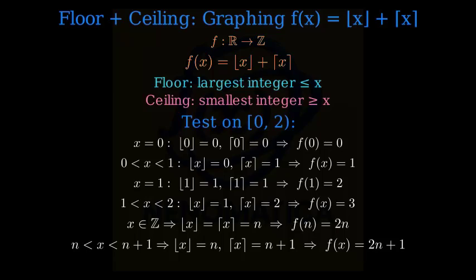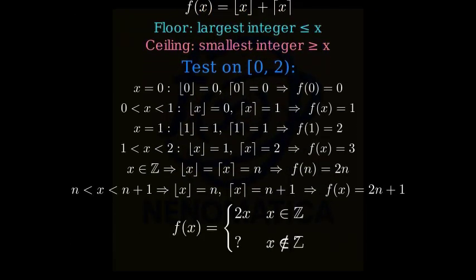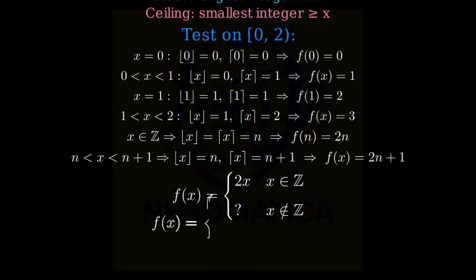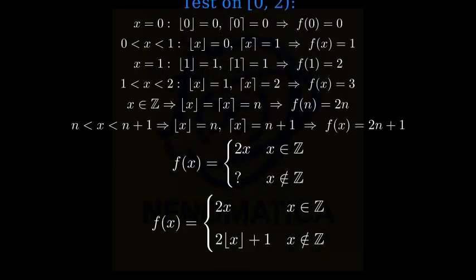Putting it all together, we can write a clean, piecewise form. If x is an integer, f of x equals 2x. If x is not an integer, f of x equals 2 times the floor of x plus 1.